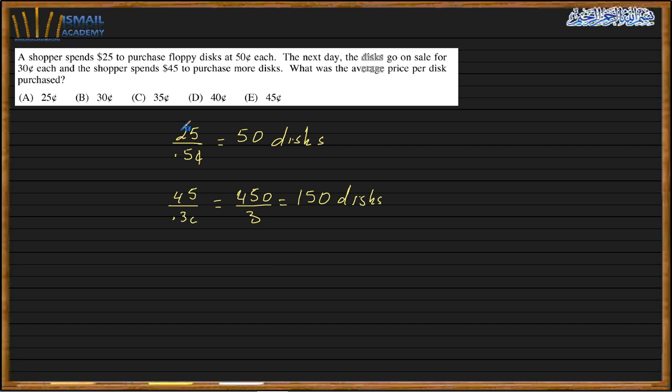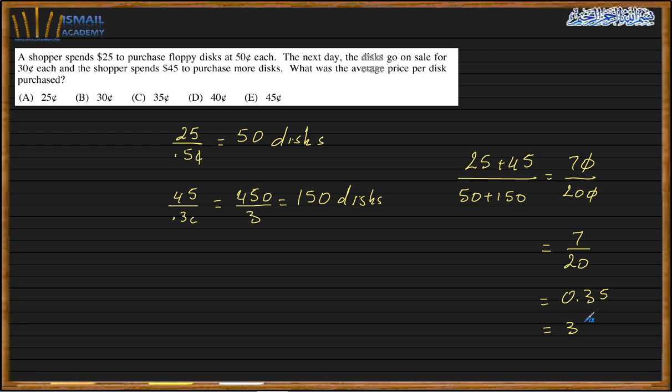So what is the average price per disk? What you do, you take the sum of the money spent purchasing the disks, which is going to be 25 plus 45, divided by the total disks, which is 50 plus 150. So it's going to be here 70 over 200. So I cancel this, so it's going to be 7 over 20. So it is 0.35, which means it is 35 cents. So C is clear.